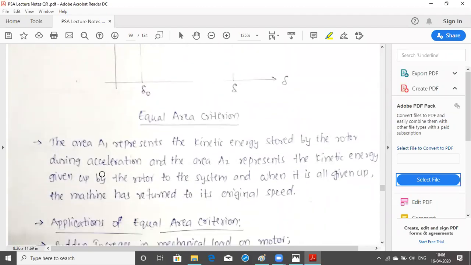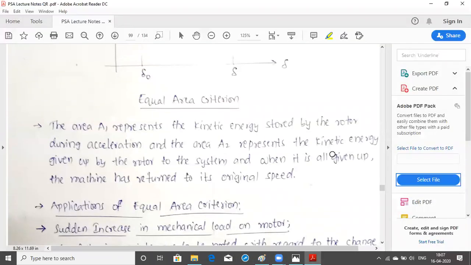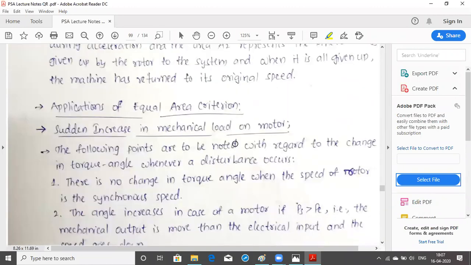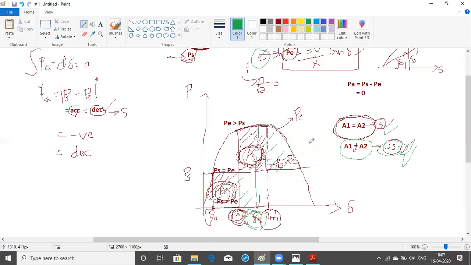See, I have also considered this point. Area A1 represents the kinetic energy stored by the rotor during the acceleration, right? That is the same thing. Area A2 represents the kinetic energy given up by the rotor to the system when it is decelerating. Therefore, it will come to its original speed. Original speed means it will come to the stable operating point. So in tomorrow's hour, we'll discuss the applications of the equal area criteria, then the point by point method. So you can ask me whatever doubts you have.